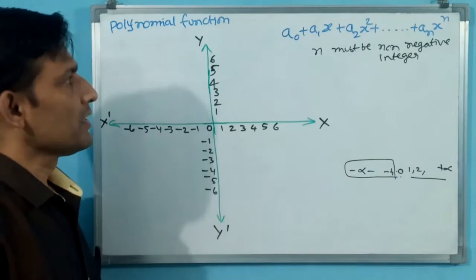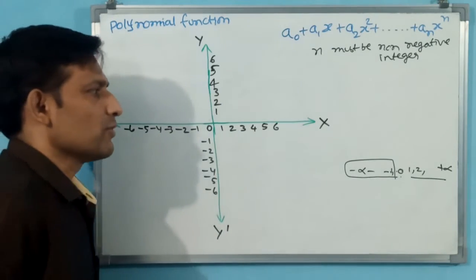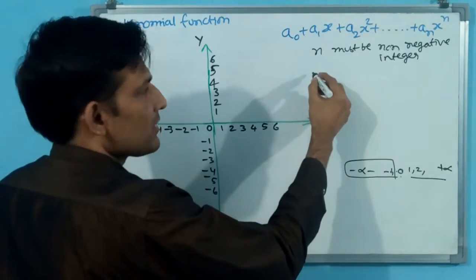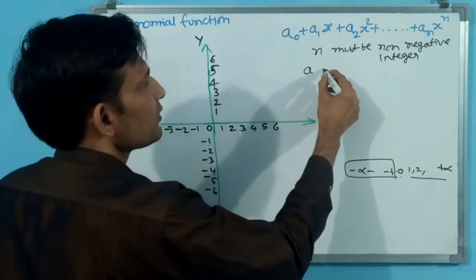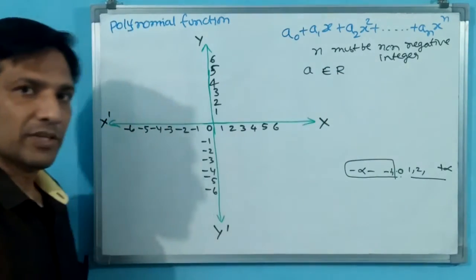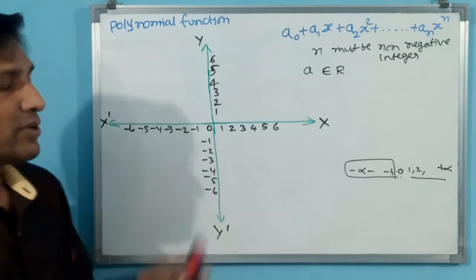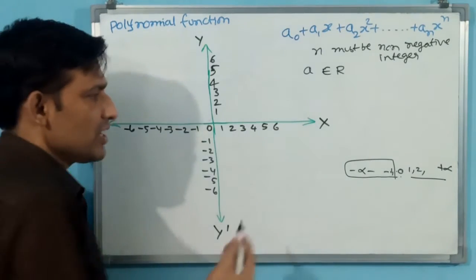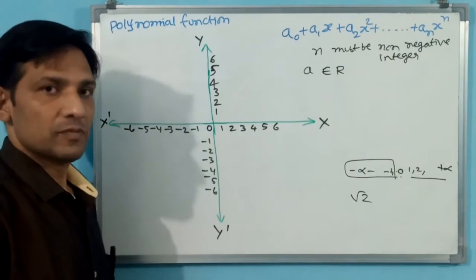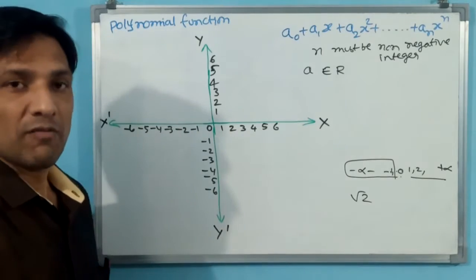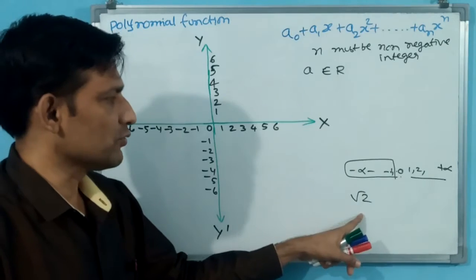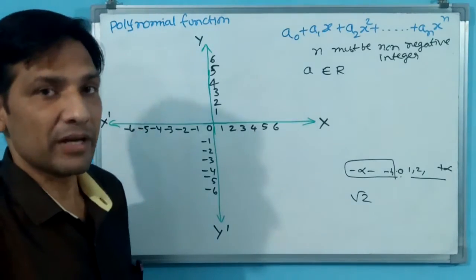Okay, the concept is like that, you have to understand. Now they have given a condition for a also: a belongs to real numbers. A belongs to real numbers means here a may be √2 also. You understand? √2 also. Why? Because they have not mentioned that this should be integers only or positive integers only. Even negatives may come.